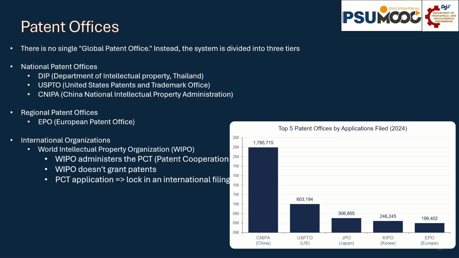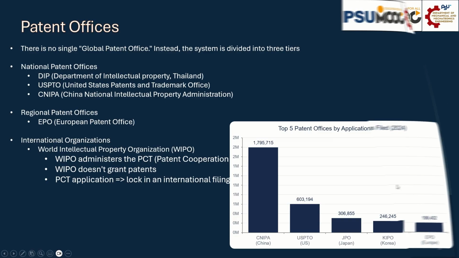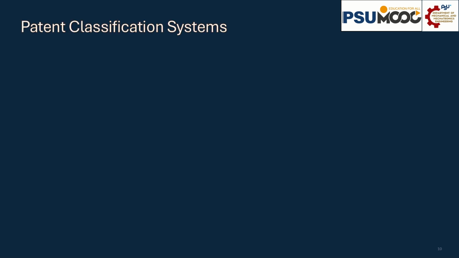This chart shows the world's largest patent offices based on application volume. China's patent office receives by far the largest number of applications. The United States, Japan, Korea, and Europe also process very large numbers of patent applications each year. Given that millions of patents exist worldwide, classification systems are essential for organizing and searching patent information.